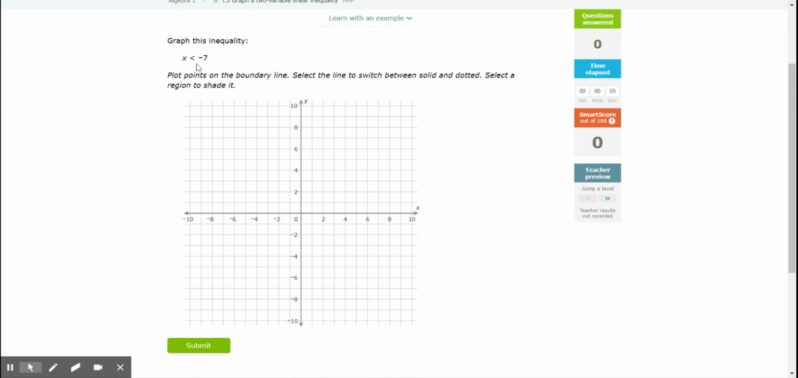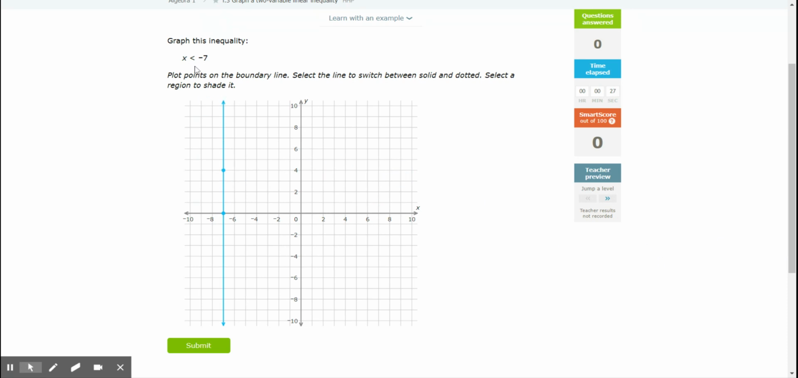So the first thing you want to do is take a look at the inequality and determine whether you see an x and a y. So if you see an x and a y, you know it's going to be a diagonal line going through both x and y axes. But because here we only see an x, we know this line is going to be vertical and it's just going to go through the x-axis at -7. So you're just going to plot a couple points.